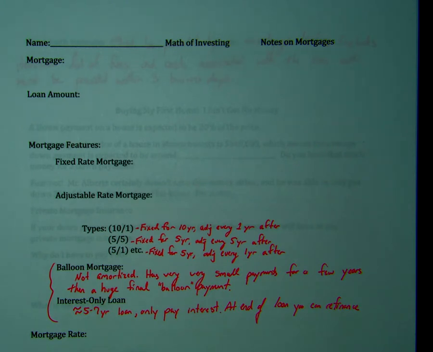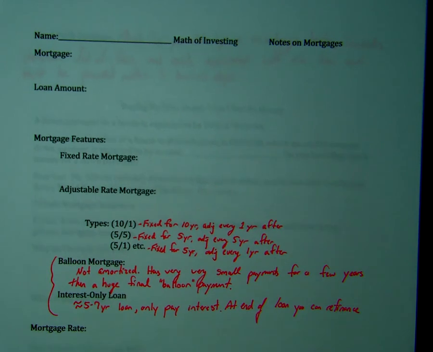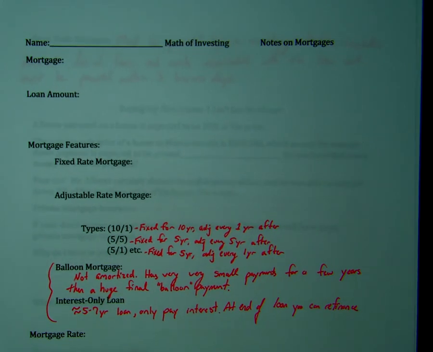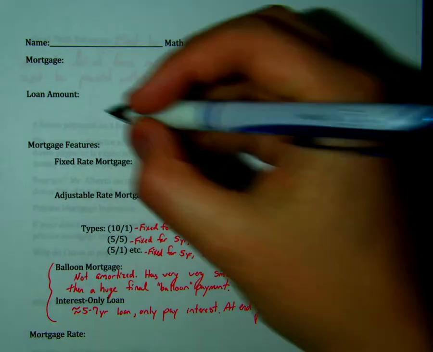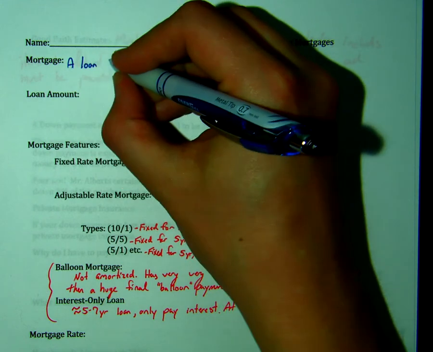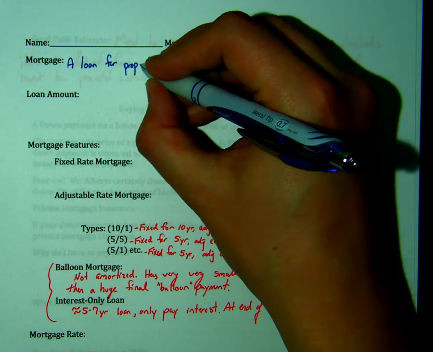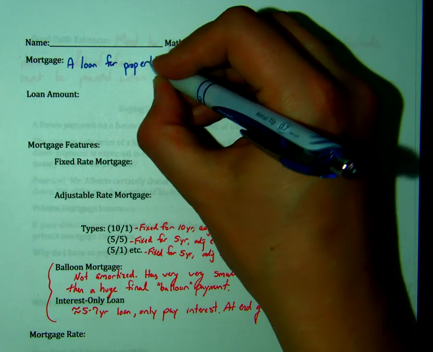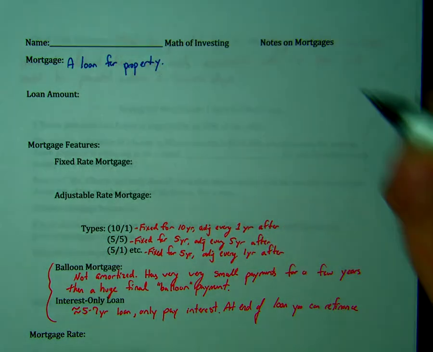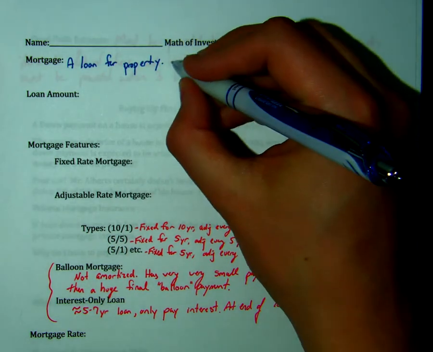So, what is a mortgage? A mortgage is very similar to what we've already calculated when you did the car buying project. But a mortgage very specifically is a loan for property. Most people, when we're talking about mortgages, just think about you buying a home. But it doesn't have to be a home. You could get a mortgage for buying a plot of land, and then you can build your own home there.